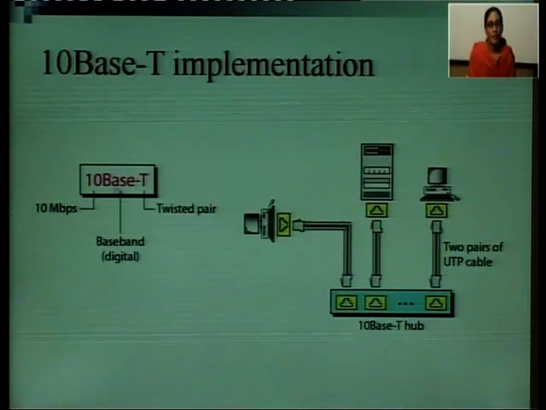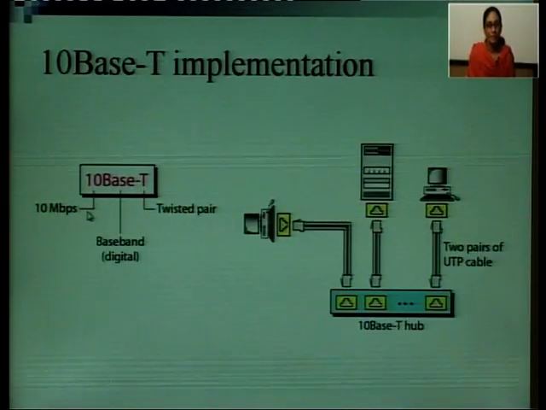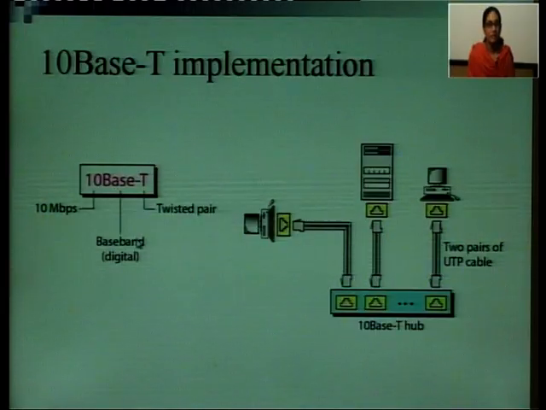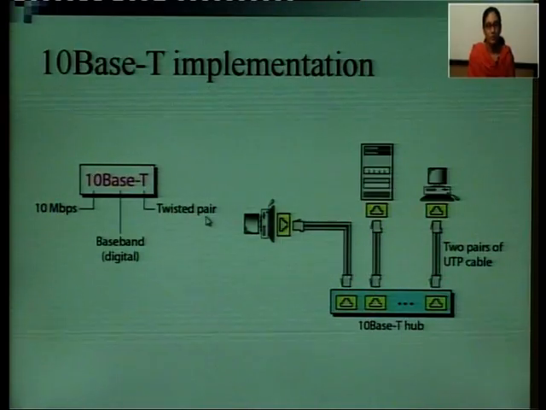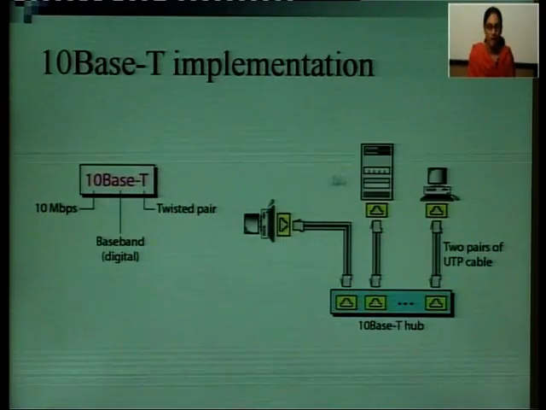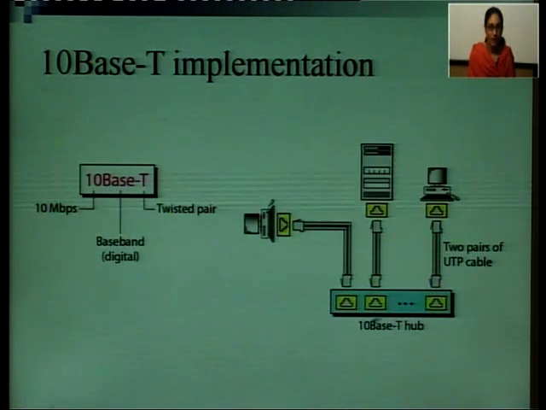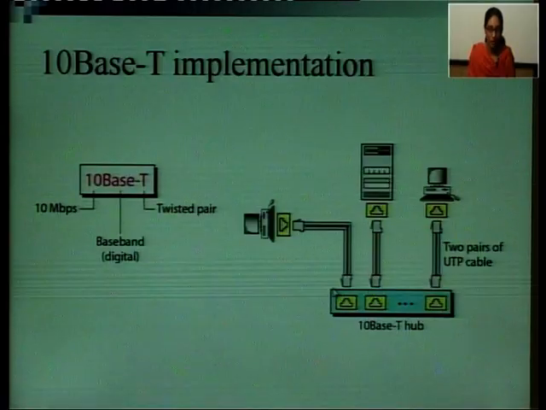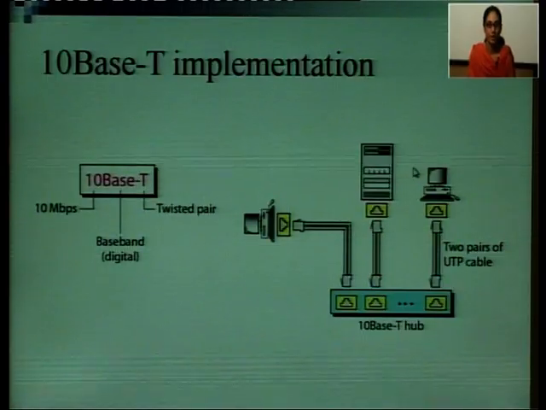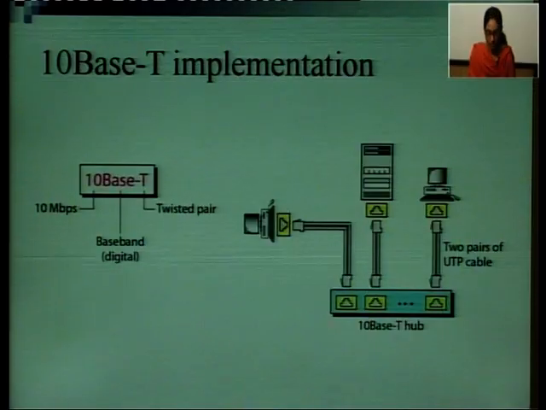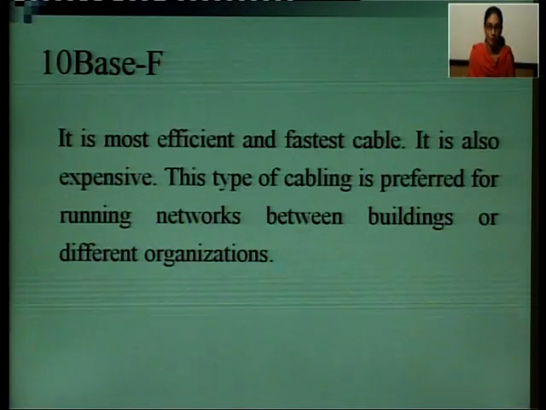In 10BaseT, 10 means the 10 Mbps data rate, Base means baseband, which is of the digital type, and T means the cable type, which is twisted pair. So with twisted pair we can handle approximately 100 meters. This is the example in which a connecting device, the hub, is used, in which T type connectors can be used, and the different computer systems or devices are attached. We can attach these by two pairs of UTP cables. So this is the 10BaseT implementation.